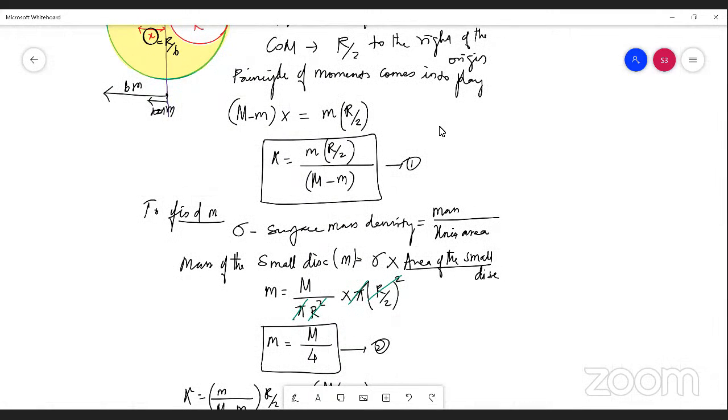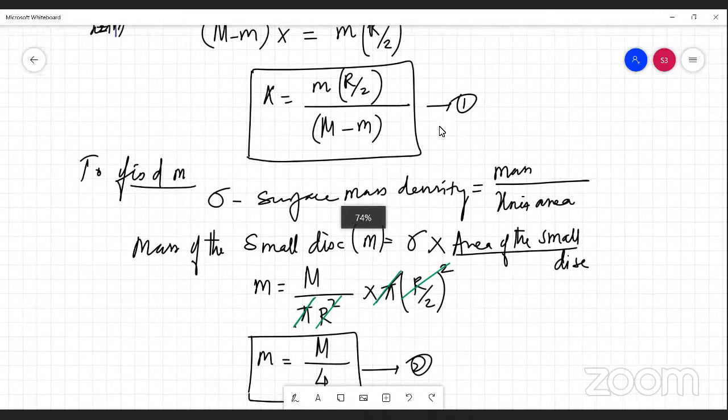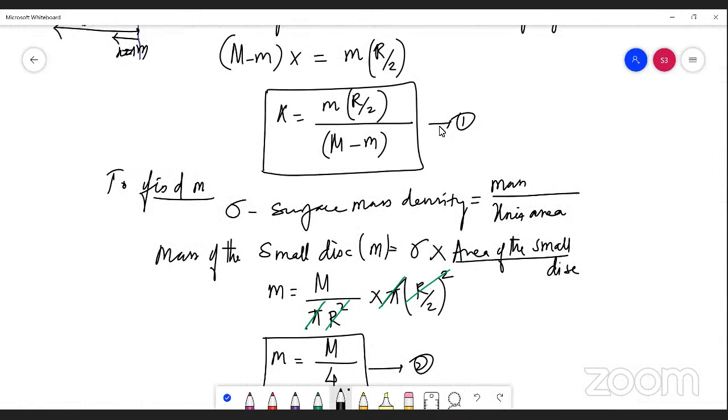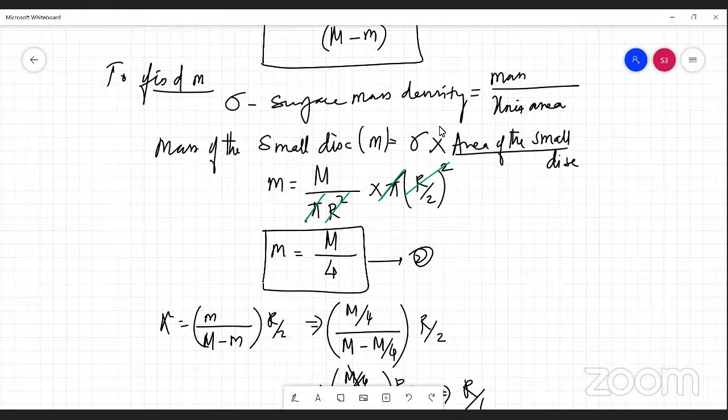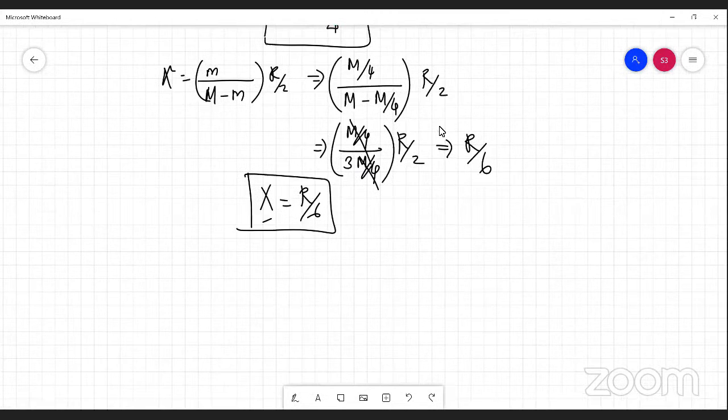Also, there is a question asked in your text that what will happen if a small portion of the disk is cut exactly at its center. There is a question.